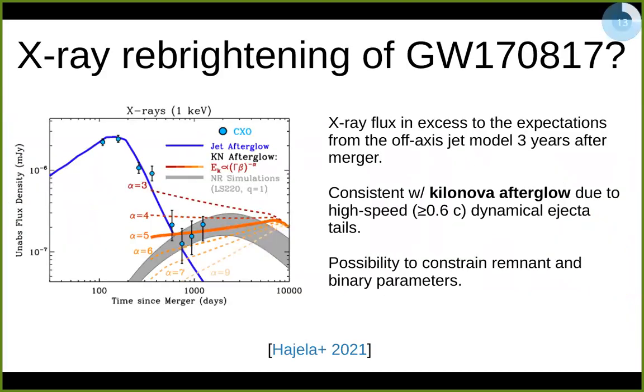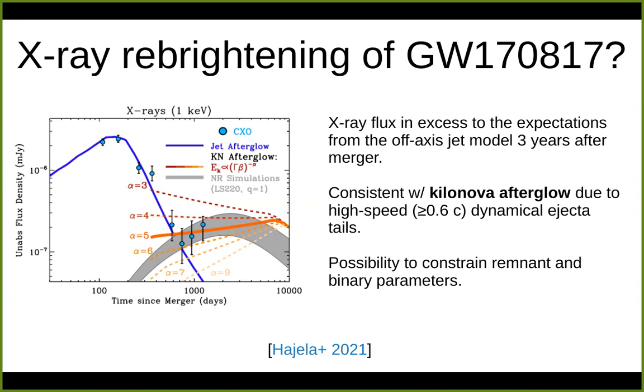And finally, a last example of how these simulations can be helpful is this. Three years after the merger, in 2020, there were observations of, again, the same source, at 1 keV, and it seemed that the flux was brightening. So these are the three new observations. This is the afterglow of the GRB, and it seemed that there was a brightening.